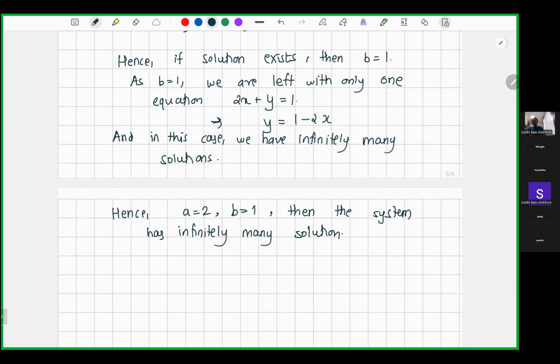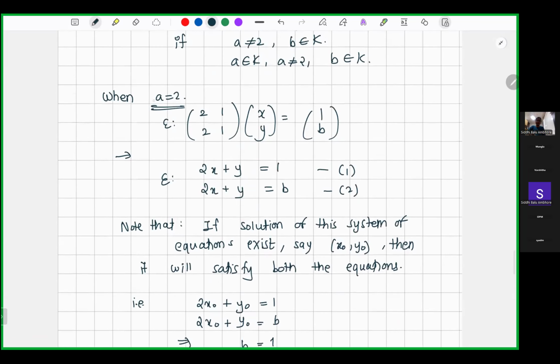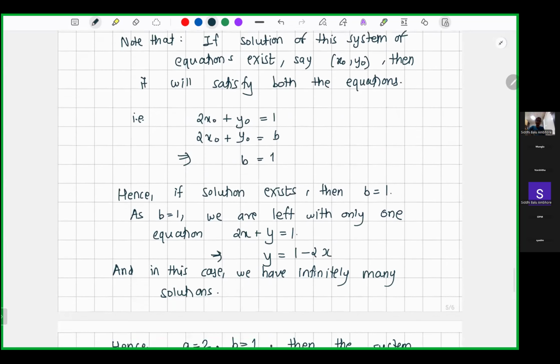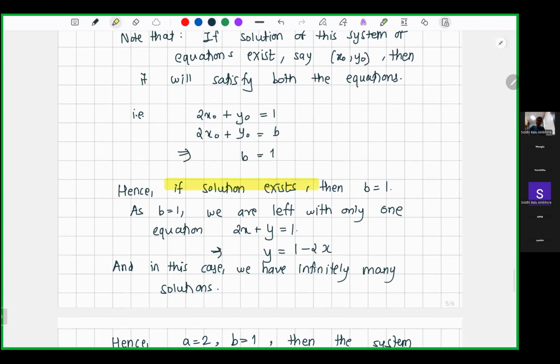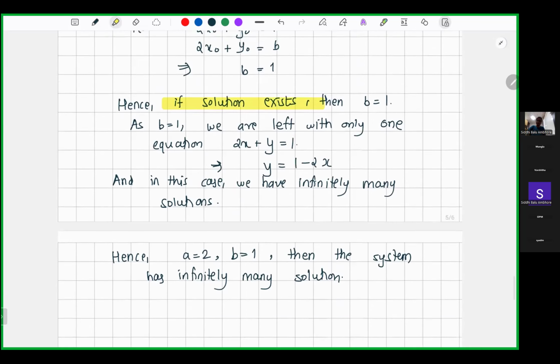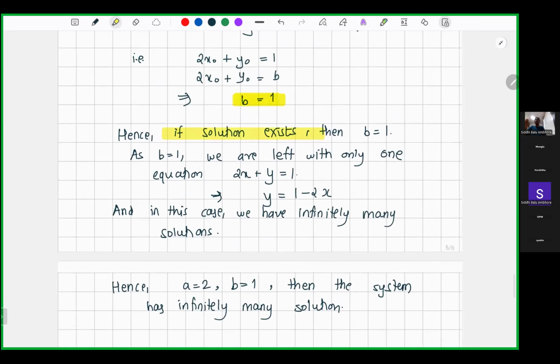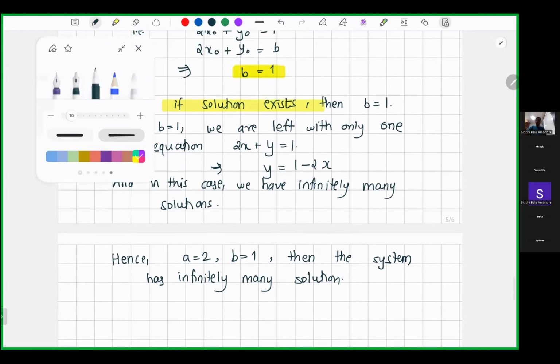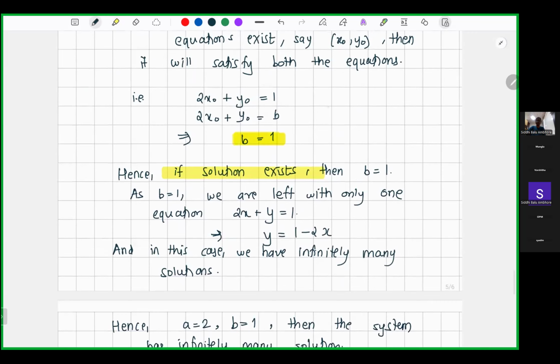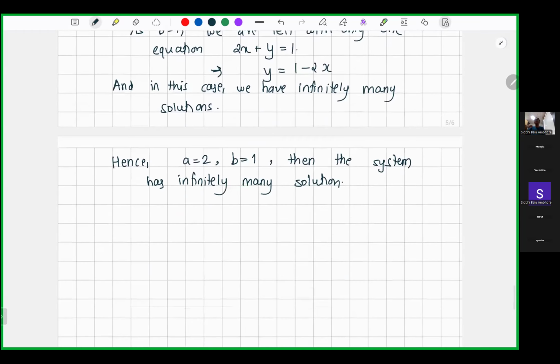Is there any doubt here? First we started with A is equal to 2, and then we assumed that if the solution has to exist, then my B becomes 1 here. Once my B is 1, instead of 2, now my system has only one equation, because these two equations now become one equation, and that will give me infinitely many solutions. Precisely this in this case.